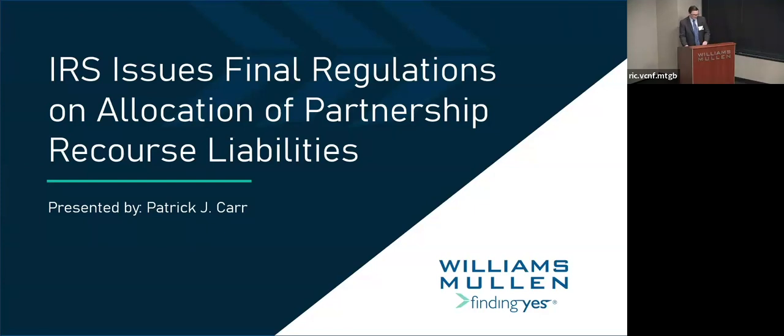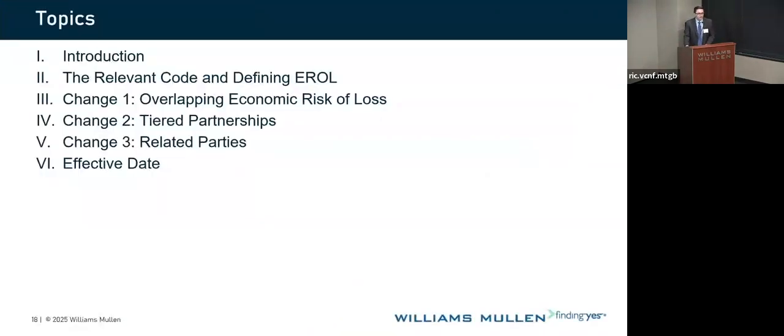Very interesting. So today, we're going to break it down into a couple of sections. We'll just do a brief introduction on when it was introduced. We will look at an overview of the PowerPoint and some essential terms for understanding basically the entire presentation. And then we're going to look at three major changes. One is overlapping economic risk of loss. Two is a change for tiered partnerships. And three is changes to the related party rules. And then finally, we'll look at the effective date. And some of these are modifications, some are changes, some are just codifying things from the temporary regulations, which were proposed a long time ago.